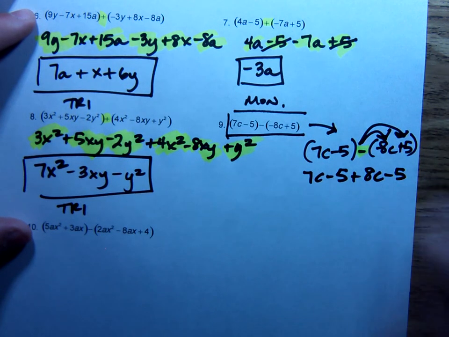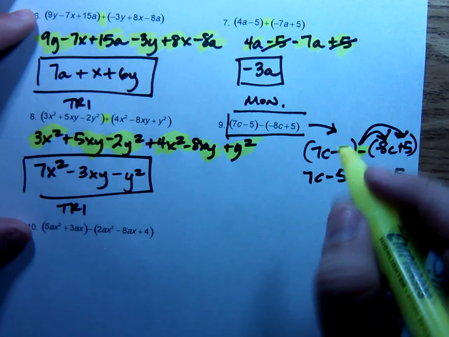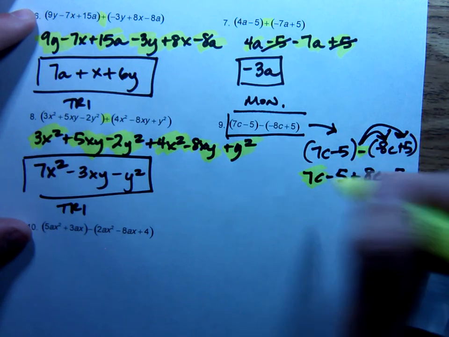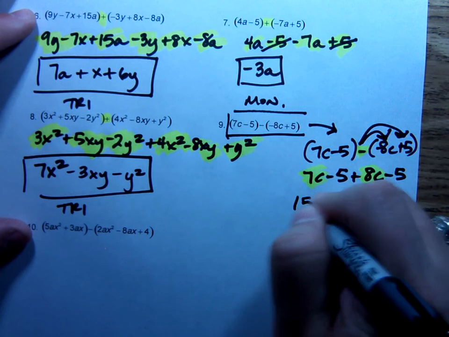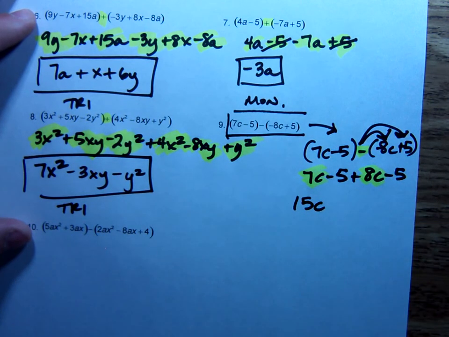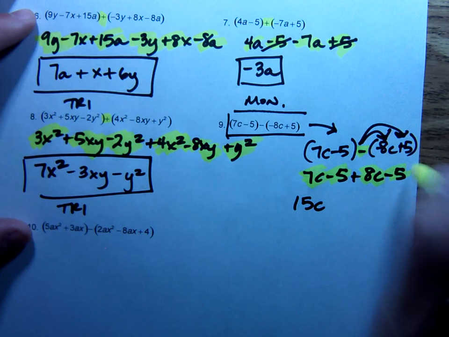Now, combine like terms, starting with your first letter term. So 7c plus 8c is 15c. Negative 5 minus 5 is negative 10.